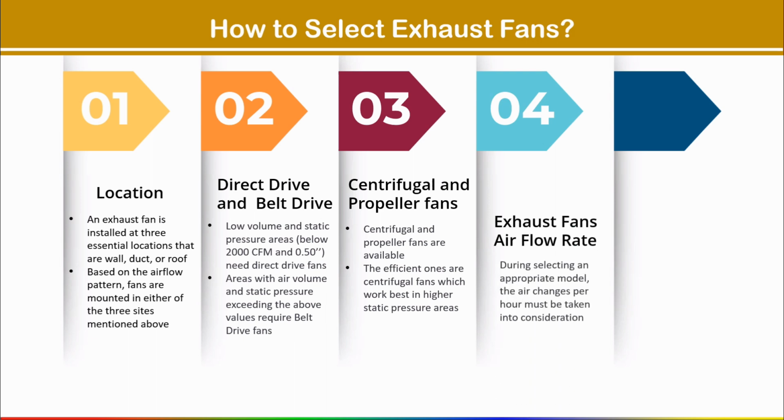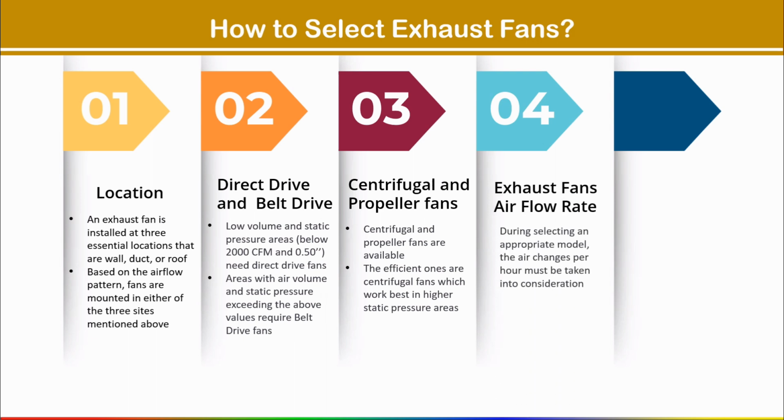The fourth one is what? Exhaust fan airflow. Next, we have to calculate the exhaust fan airflow rate. So while selecting an appropriate model, the air changes per hour must be taken into consideration. Okay. The building codes usually contain information about suggested air changes to ensure adequate ventilation. So air changes per hour is required for areas with extreme conditions.